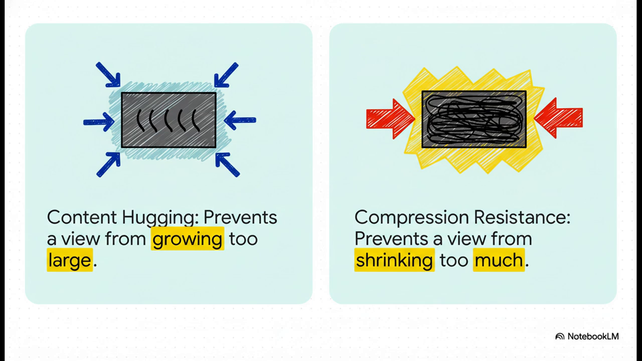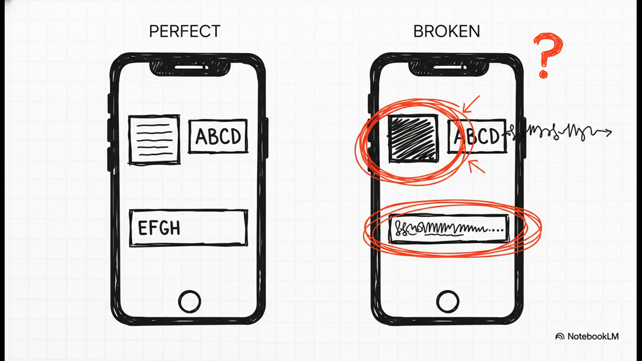So meet your layout's two best friends, content hugging and compression resistance. Think of them as bodyguards for your content. Hugging keeps a view wrapped snugly around its content, so it doesn't stretch out and look weird. And resistance does the opposite. It stops a view from getting squished so much that the text inside gets cut off. And trust me, getting these priorities right is absolutely essential. This is what makes sure your app doesn't break when it's translated into German, which has famously long words, or when a user with a really long name signs up. It keeps things looking clean and intentional.